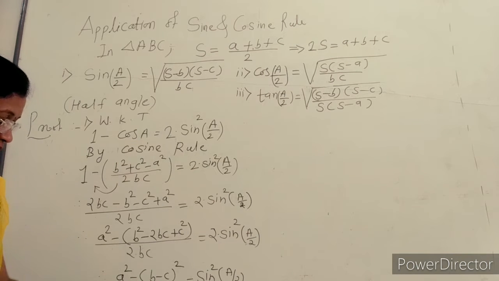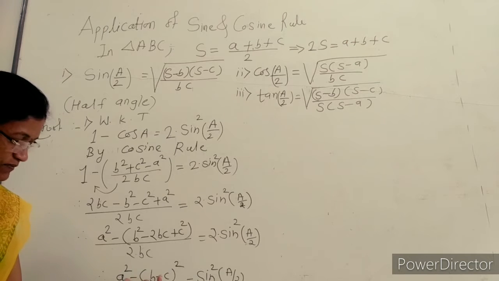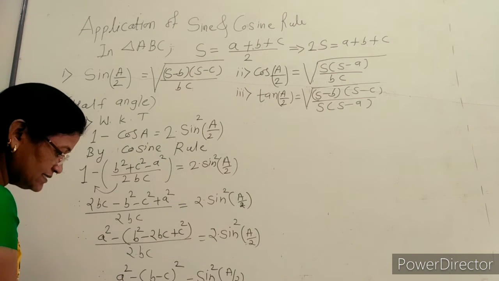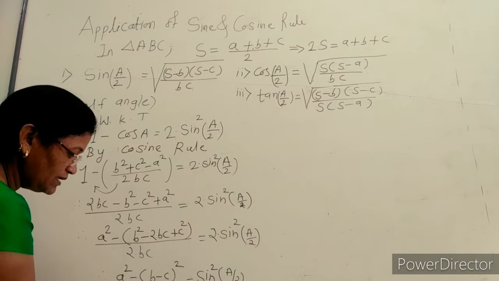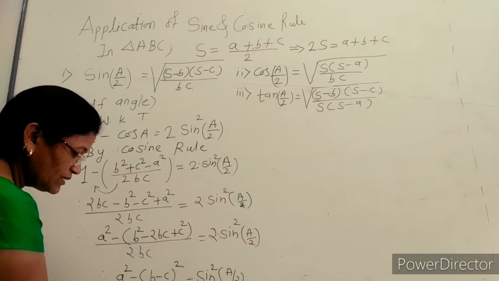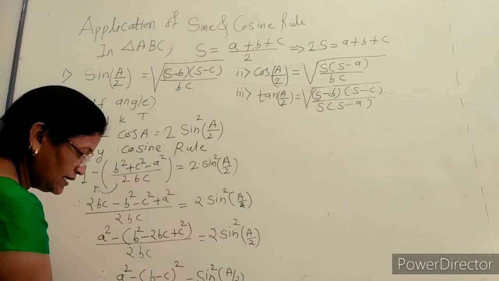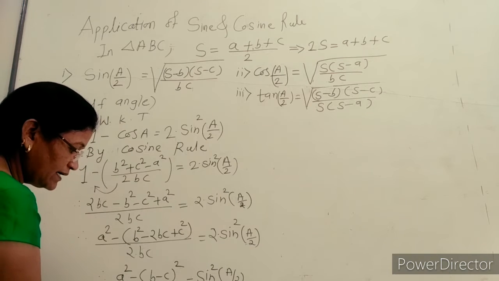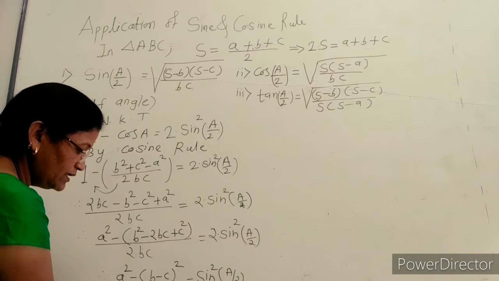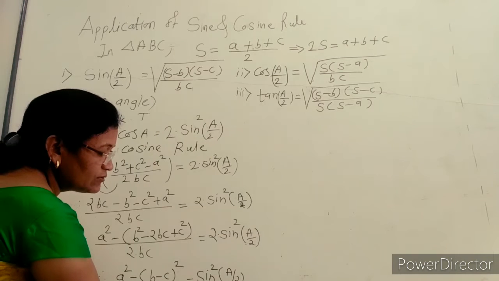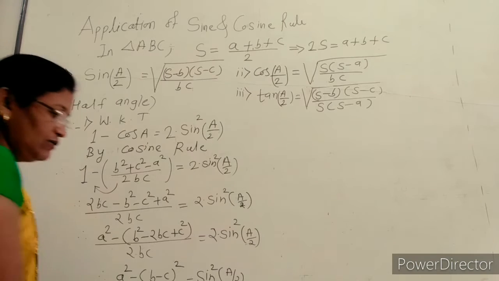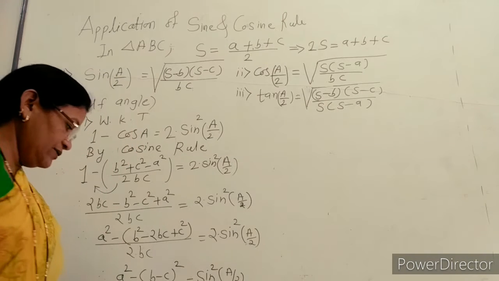So a square minus, suppose a square is x square and b minus c bracket square is y square. So this can be factorized as difference of two squares. So we get that term as a minus of b minus c, this is the first factor. Second, a plus b minus c is the second factor, whole divided by 2 into b into c, which is equal to sine square A by 2. This is the value of sine square A by 2.